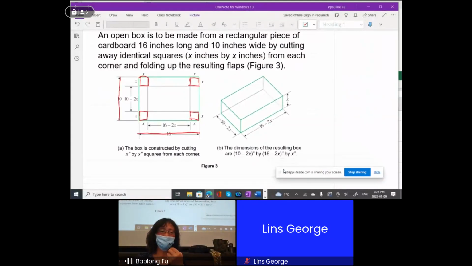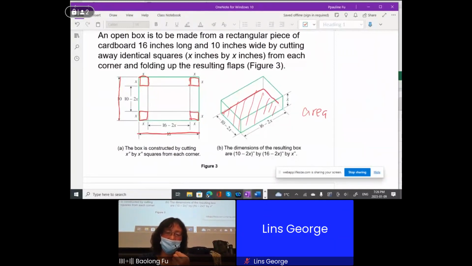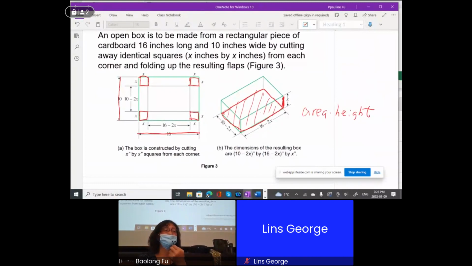From high school, we know the volume for this shape is area times height. The area is this part, the bottom area. The bottom area times height, and the height is x. X is the height.